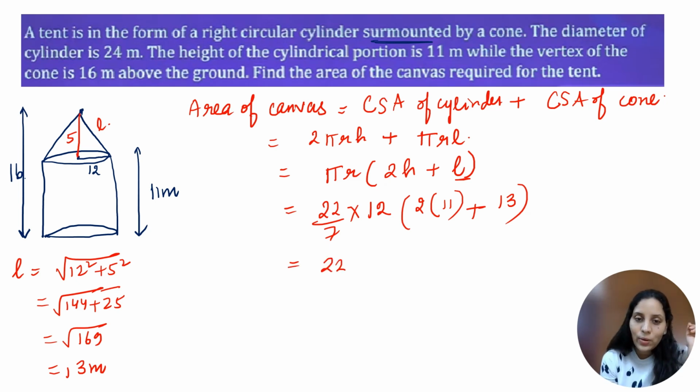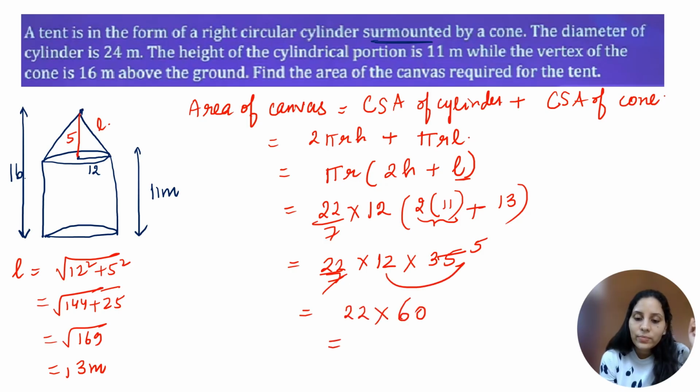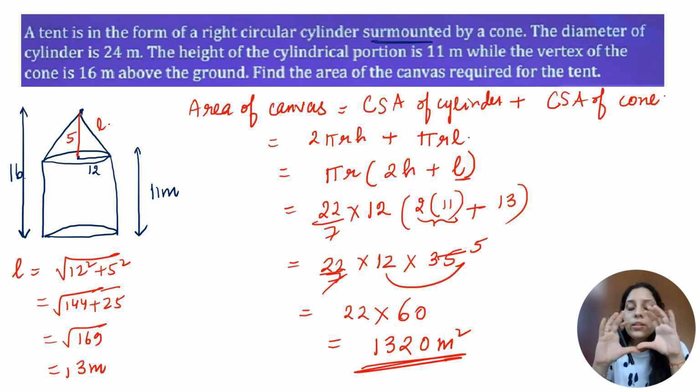So here we get 22 by 7 into 12 into 11 into 2 is 22. 22 plus 13 is 35. So 7 ones are 7, 7 fives are 35. So 22 into 12 into 5 is 60. So 22 into 6 is 132 and a 0 is there. So this is the area of canvas that is required to cover the tent. I hope this is clear.